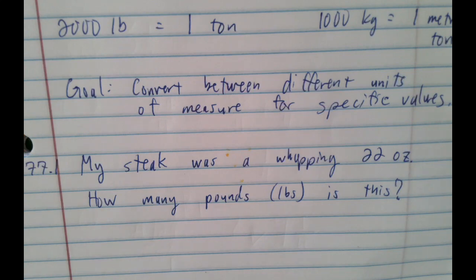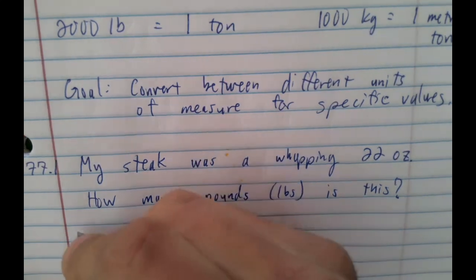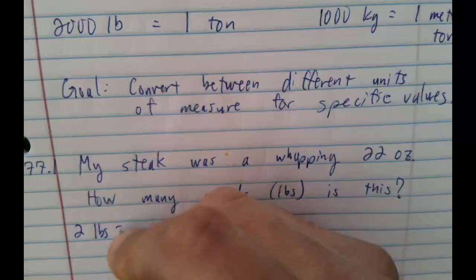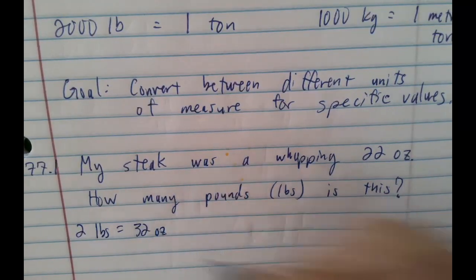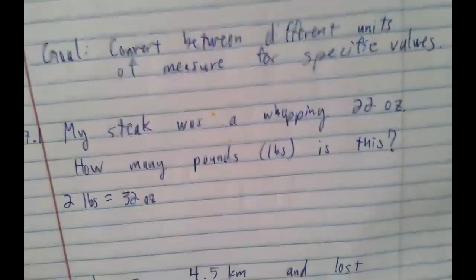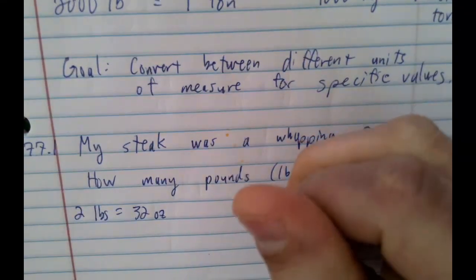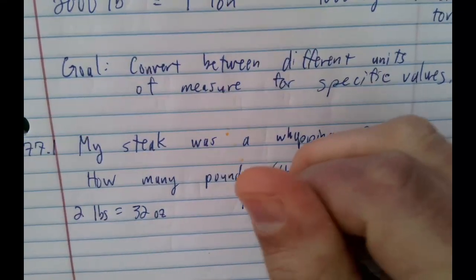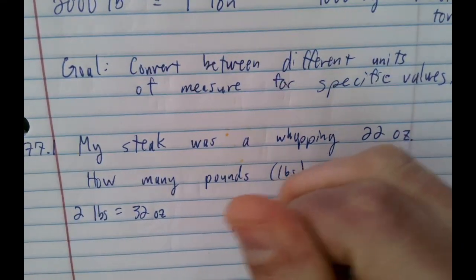So you'd have to think, well, 1 pound was 16 ounces. 2 pounds would be twice 16 ounces, or 32. That's right. So we could say, well, I know that 2 pounds is 32 ounces. But what are we doing here? We're thinking about the fact that 1 pound is equal to 16 ounces.